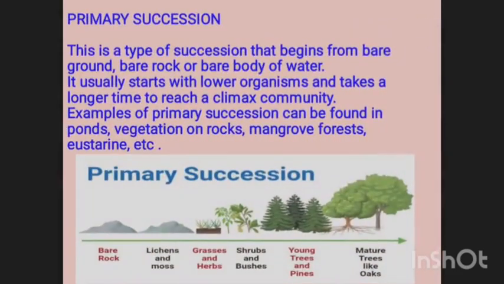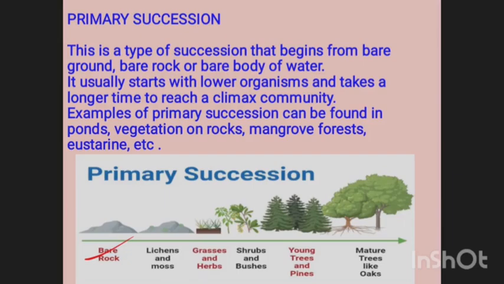Let's talk about primary succession. This is a type of succession that begins from bare ground, bare rock, or a body of water. So first of all, we have the bare ground, as you can see. The bare surface can be bare rock or bare ground. Now, when you leave that rock for some time, you begin to see things growing. For example, those fences or walls that you have. First of all, it's just a bare wall, but after some time, you see some things growing on the wall. This is how it begins.